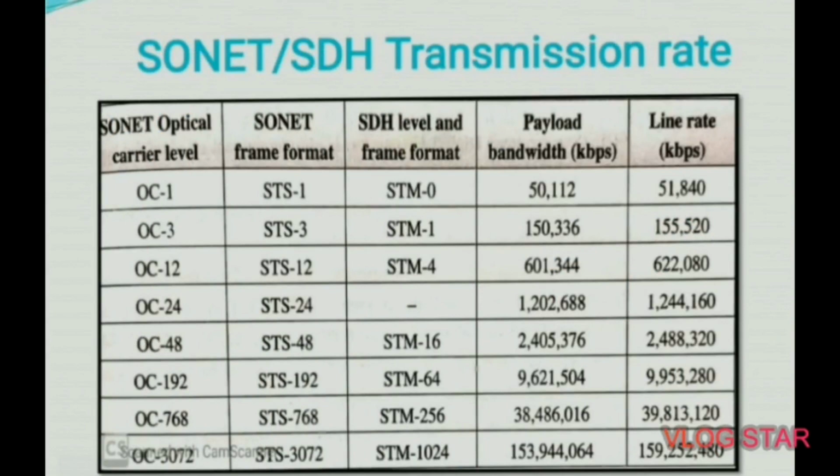So in this table we can see SONET and SDH have different transmission rates. They can transmit data with different levels: OC-1, OC-3, up to OC-3072 are present for SONET, and for SDH the levels are from STM-0 to STM-1024. Okay, so here STM is the synchronous transport module, and OC is nothing but the optical carrier level.